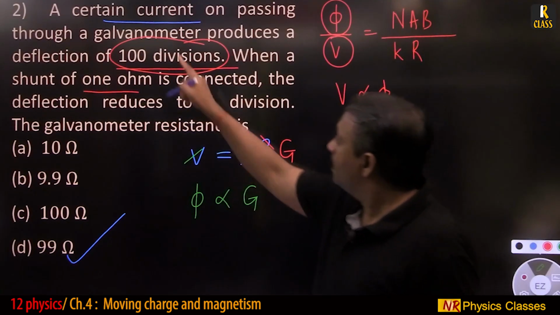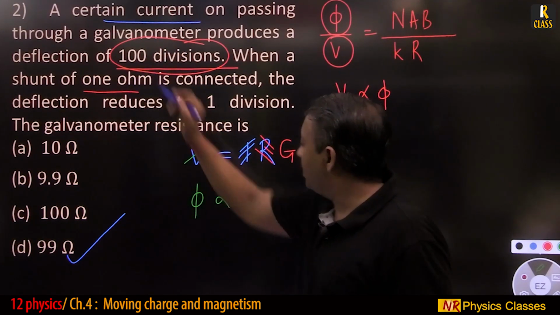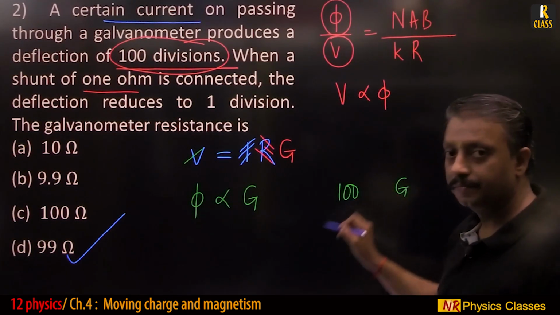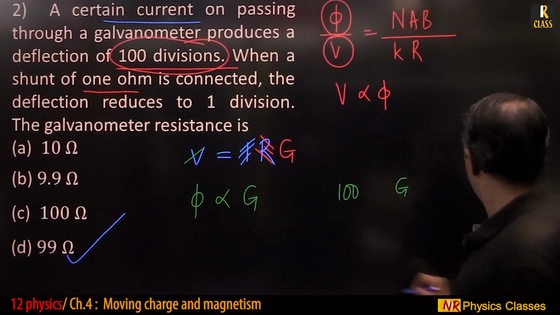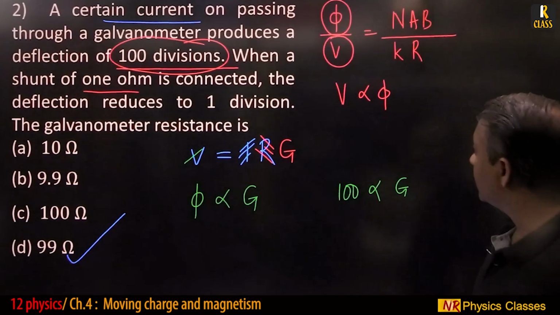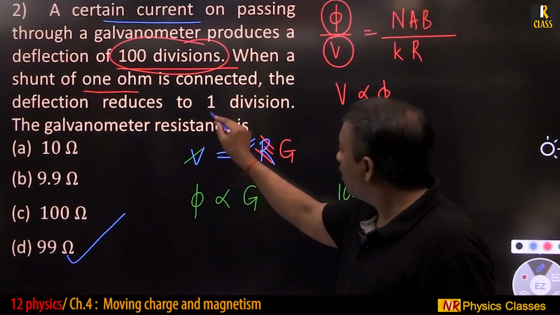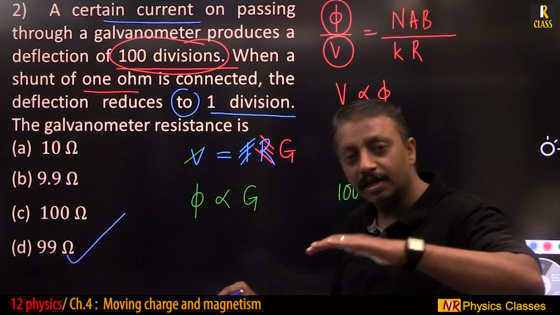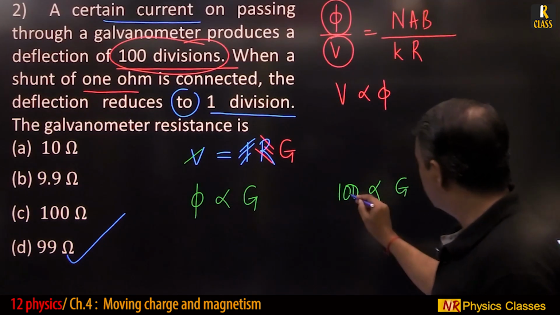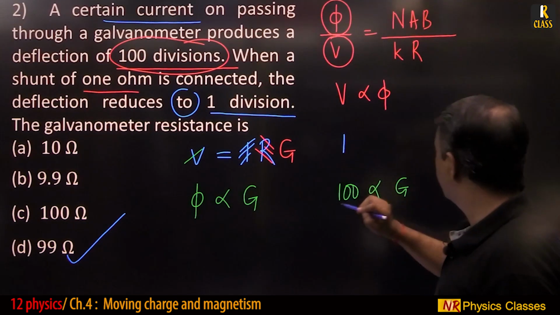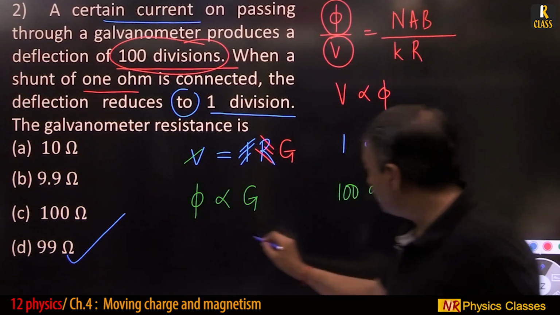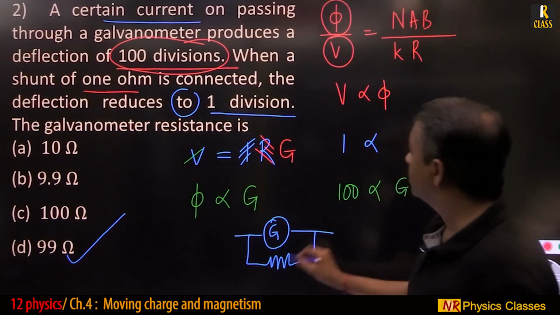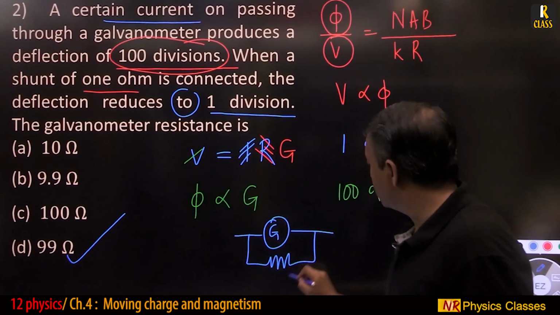Now come back. Galvanometer of resistance G, 100 deflection. This is first case. Second case, reduces to one division, which is different from reduces by one division. So this is one division deflection, when the galvanometer is shunted with a 1 ohm resistor.